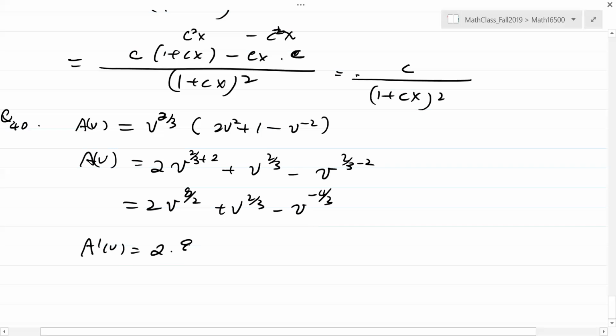The first term is 8 over 3, 8 over 3 v to the 5 over 3. Okay. And the 2, 3 minus 1 is negative 1/3, plus 4/3 to the negative 7. Yeah, just differentiate each term one by one, you get this.